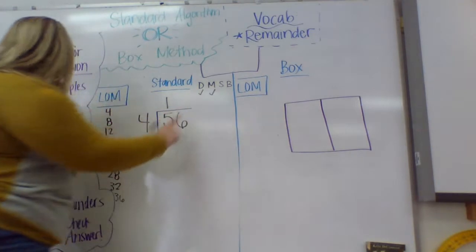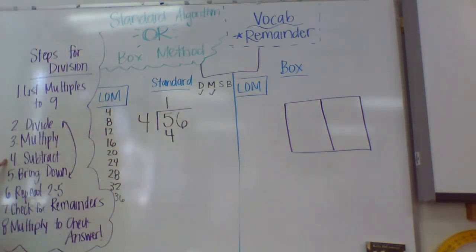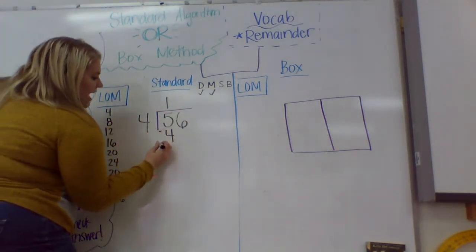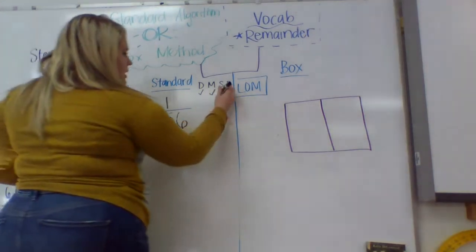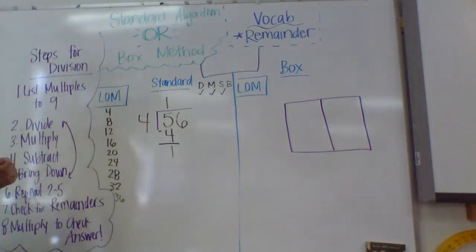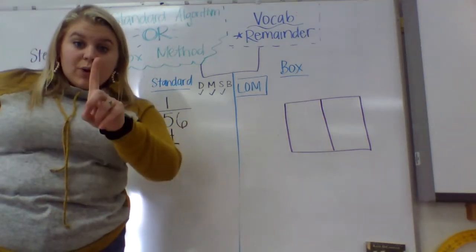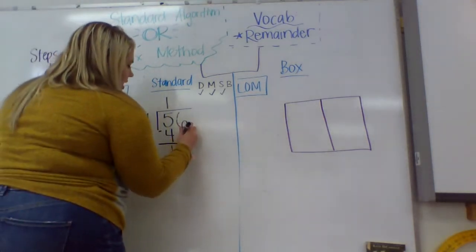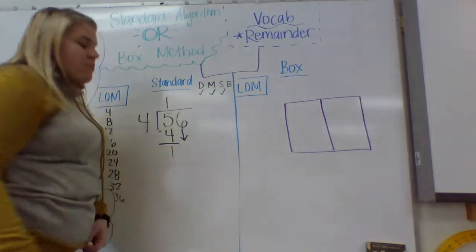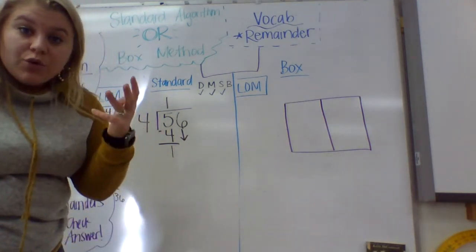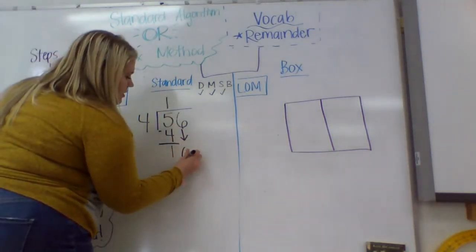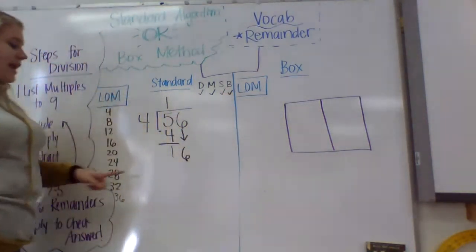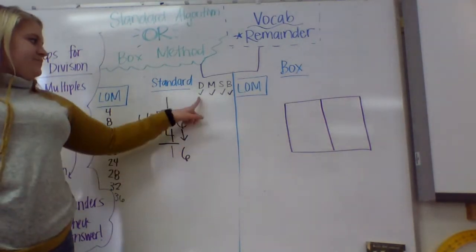Now my S stands for, over here, step 4, subtract. I do 5 minus 4. 5 minus 4 is 1. I can check off my subtract. My B is step 5, bring it down. I can only do one number at a time, so I can only bring down only one number at a time. It'll make more sense when we do 3 and 4 digit dividends. I bring my 6 down. So now my new number is 16.